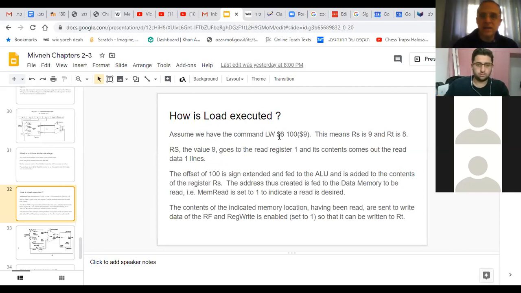So here's an 8 and here's a 9. That's the command I want to do. This is the 9. Can somebody tell me what the 9 represents? Register 9, that's true. But what is the meaning of the value in register 9?